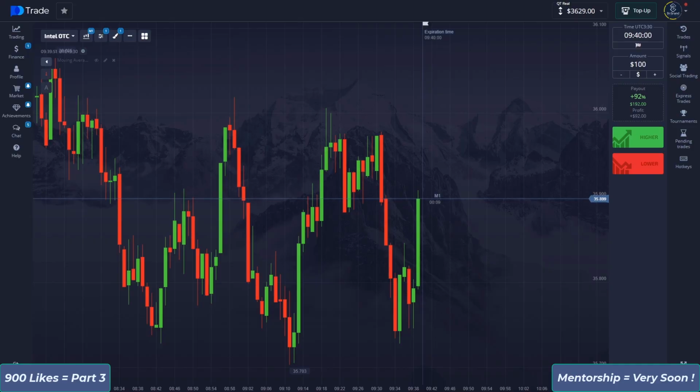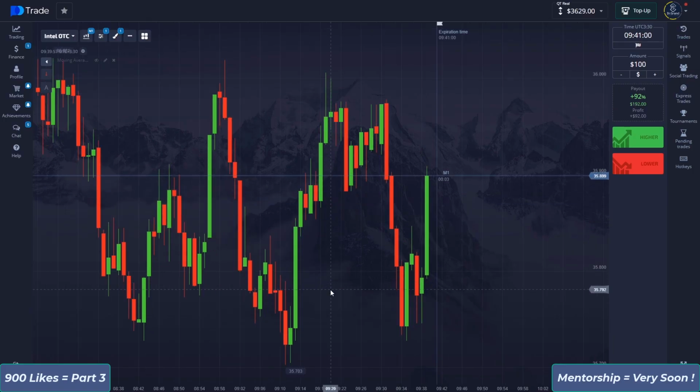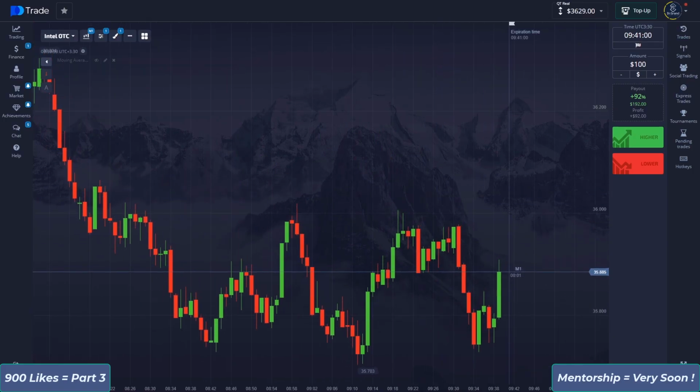Guys, look at this. This is another example. I was just looking at the chart and all of a sudden I see this example. Okay, so how many QMs do you see on this chart?